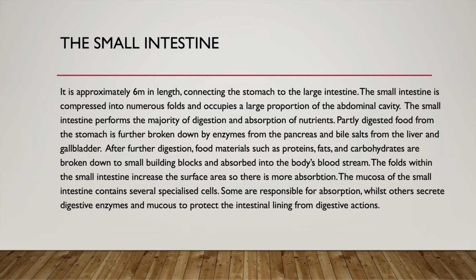Partly digested food from the stomach is further broken down by enzymes from the pancreas and bile salts from the liver and gallbladder. After further digestion, food materials such as proteins, fats, and carbohydrates are broken down into small building blocks and absorbed into the body's bloodstream. The folds within the small intestine increase the surface area so there is more absorption.